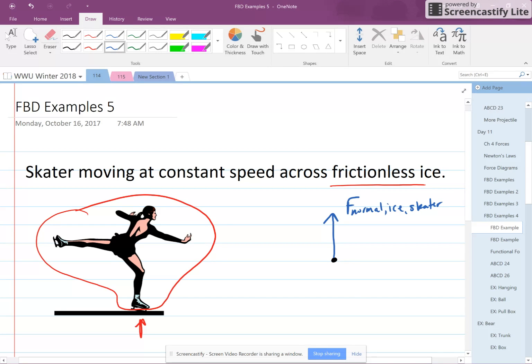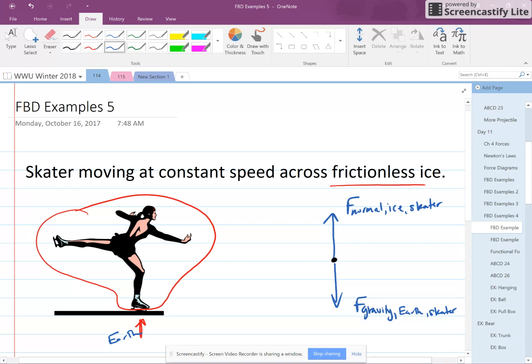And then, right, the earth is below the skater, and so there must also be an F-grav acting on the person from the earth. So from the earth on the skater. And that's all of the forces that are here. We just have a normal force from the ice and then the F-grav from the earth. Those two are going in opposite directions.